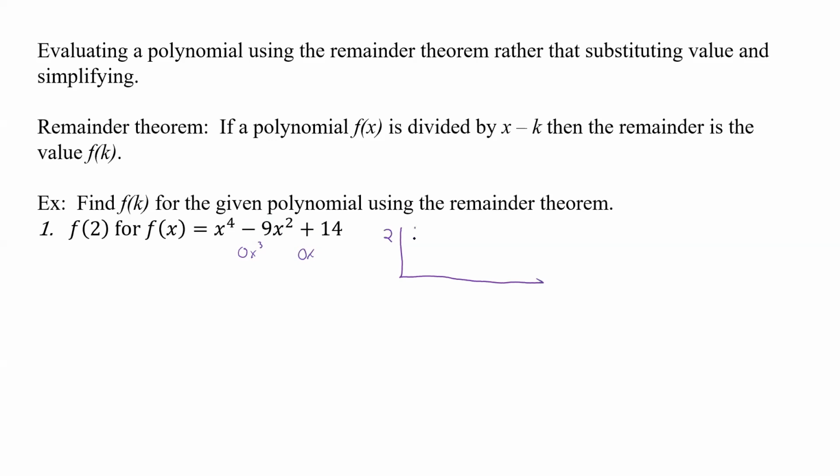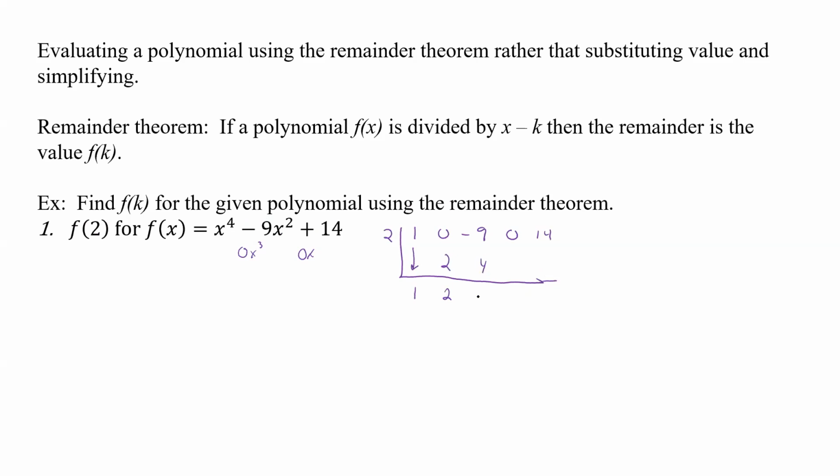So we have a 1, then a 0, then a negative 9, and then another 0, and then the 14. Whatever value we get out here, that's what f of 2 is. If we had plugged in 2, whatever we get out here is what we'd have. So we do our synthetic division. That's 1. Then 2 times 1 is 2. 2 plus 0 is 2. 2 times 2 is 4.